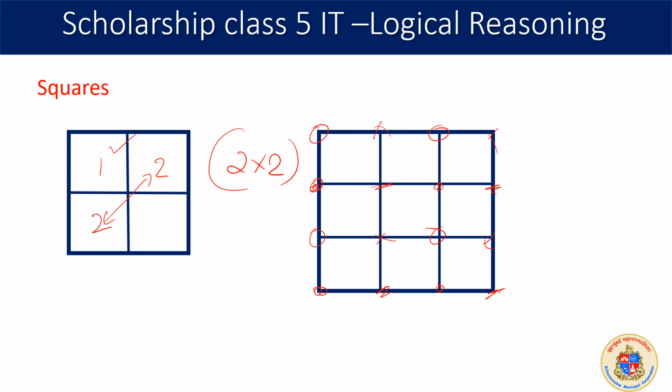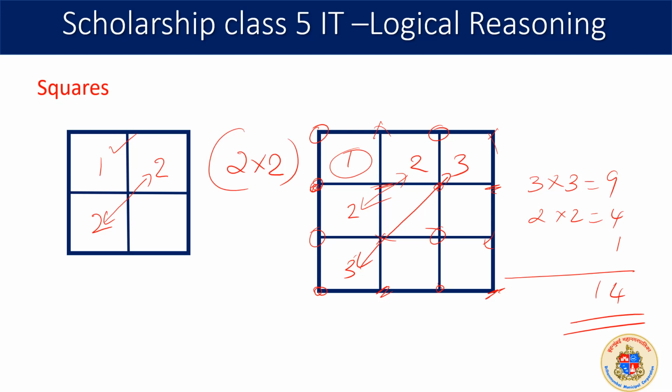Another 4 we found, so we got 14. But every time we cannot keep on counting like this. So we will do the technique: 1, 2, 3, 2, 3. Multiply this just like before. That is 3 into 3, 9. Multiply this just like before, 2 into 2, 4, and the remaining digit is 1, total is 14. This way we can find out how many squares are there. Otherwise counting and naming are difficult.